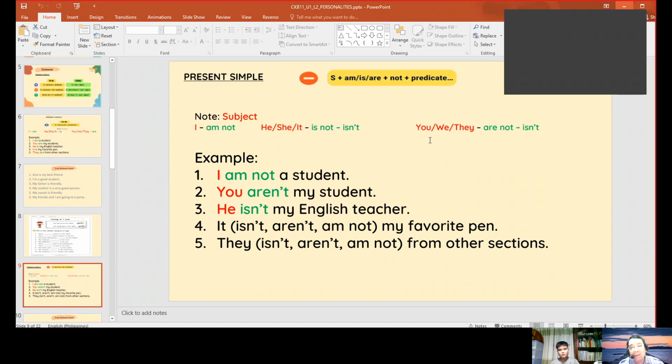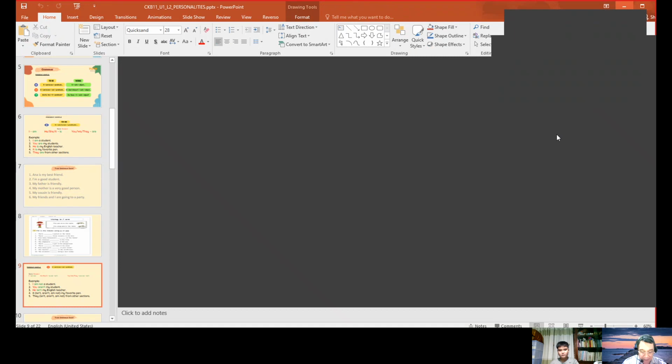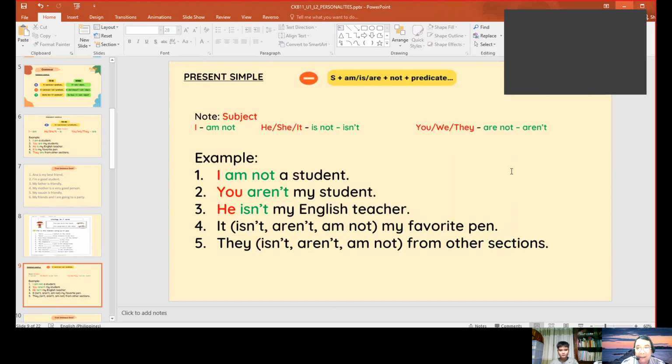Now, if you're talking about the subjects you, we, they, following after that would be are plus not. Sorry, so this one is isn't, and this is aren't. So the short form for are not is aren't.